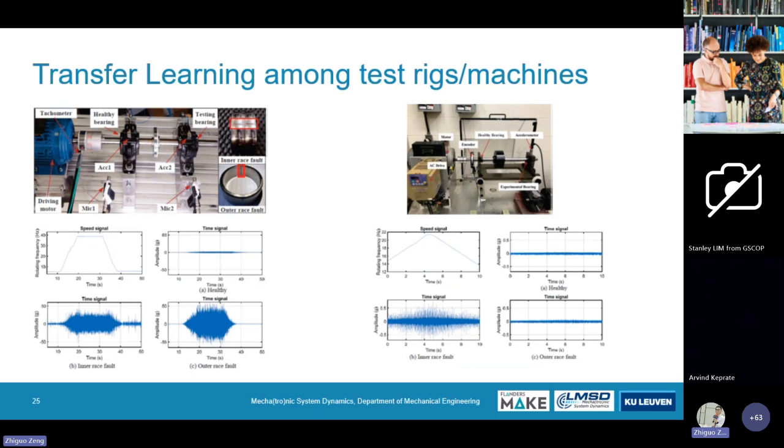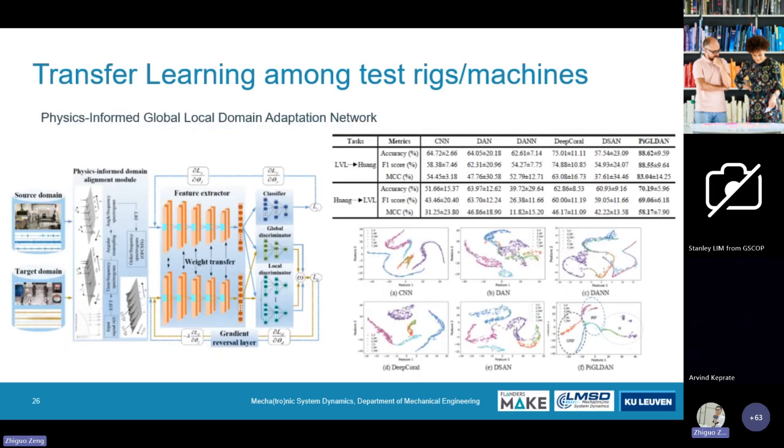And then we did transfer learning between the 2 test rigs again under varying operating conditions. And here we tried also to include what we know from the signal processing point of view. So we tried to develop a physics-informed global local domain adaptation network. But here we didn't yet put the physics, which is based on the signal processing, in the model itself. So we keep it as a pre-process step. And now as a next step, we try to include it in the optimization scheme.